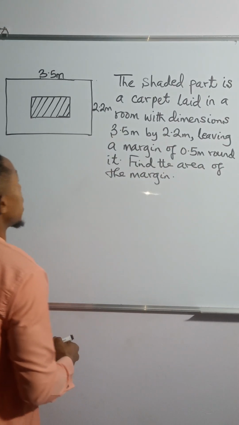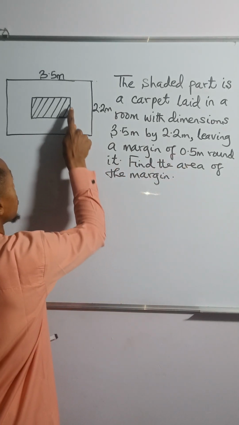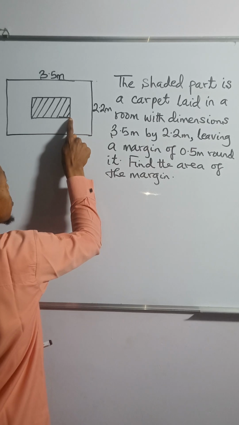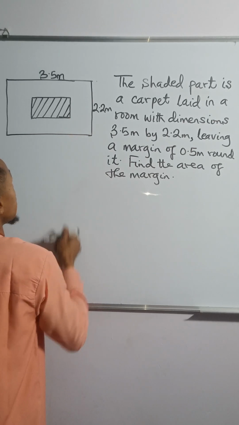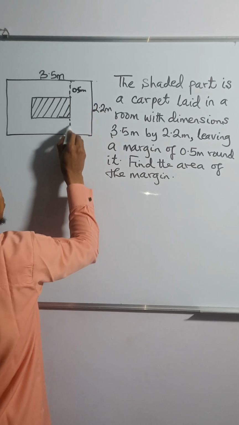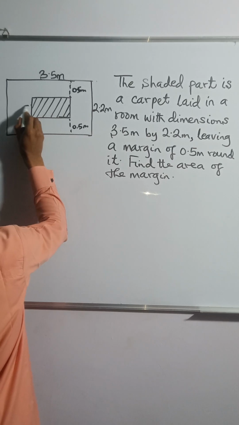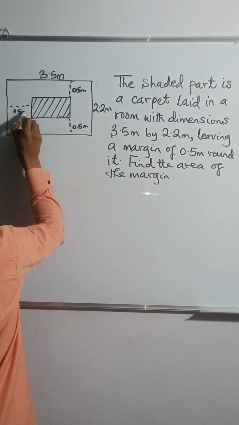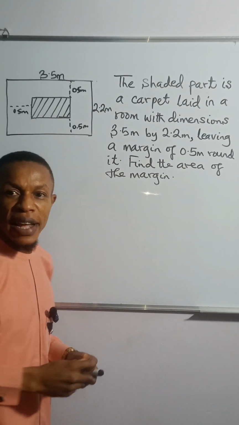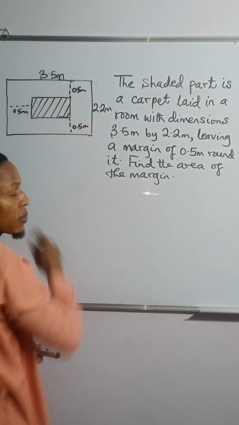So what do we mean by that? It leaves a margin of 0.5 all around. That means from here to here is 0.5, from here to here is 0.5. That's the margin. 0.5, 0.5. Similarly, 0.5. Find the area of the margin. Find the area of this margin.